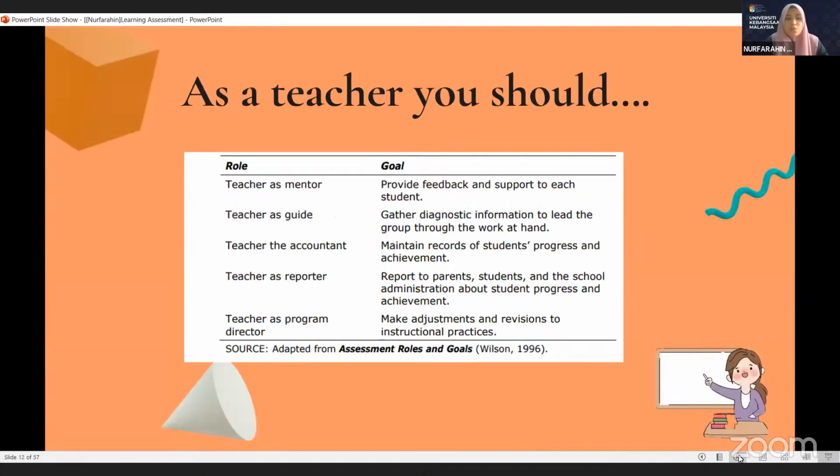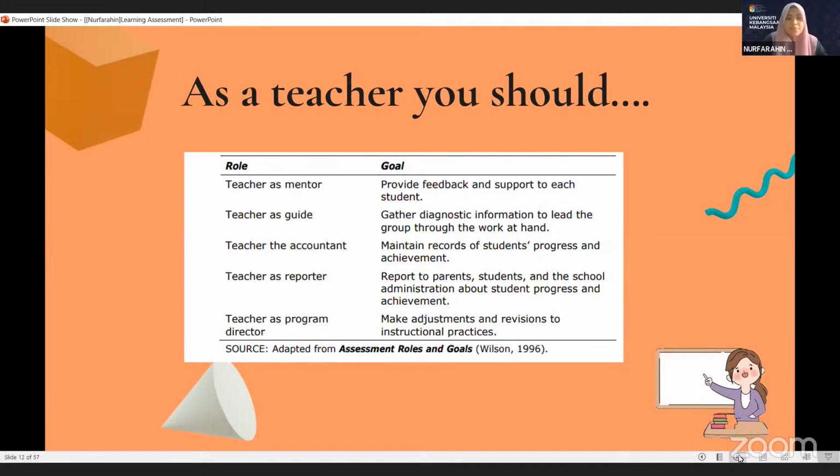Okay, now, as a teacher, what should you do during assessment? Okay, a teacher can play various roles during assessment. You can either be a mentor, a guide, an accountant, a reporter, or a program director. So as a mentor, you have to provide constructive feedback and support to each student depending on the needs, okay? Teacher, as a guide, you collect diagnostic information so that you can help the students through the assignments and the work at hand.